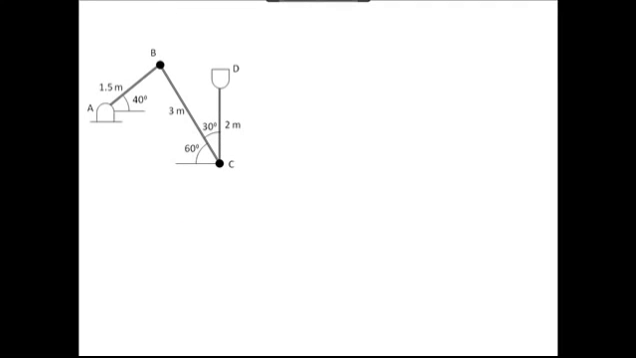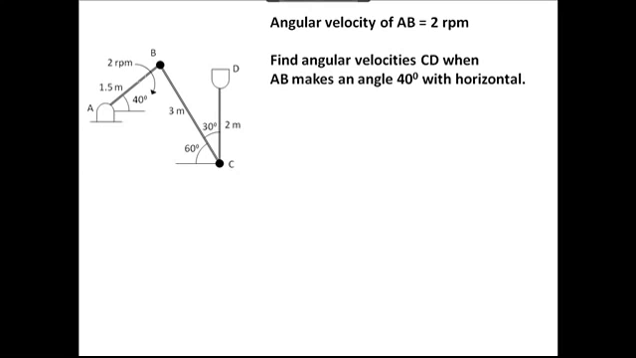Next problem, one more problem on links. Let's do it. Here is a 3-link problem. Links are AB, BC, CD. Now what is given is the angular velocity of AB as 2 rpm. And we need to work out the angular velocity of CD when AB makes an angle of 40 degrees with the horizontal.